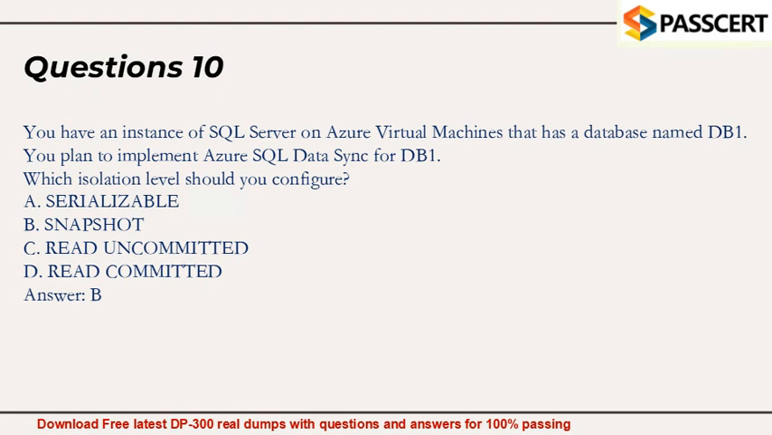Question 10. You have an instance of SQL Server on Azure Virtual Machines that has a database named DB1. You plan to implement Azure SQL Data Sync for DB1. Which isolation level should you configure? A. Serializable. B. Snapshot. C. Read uncommitted. D. Read committed. Answer: B.